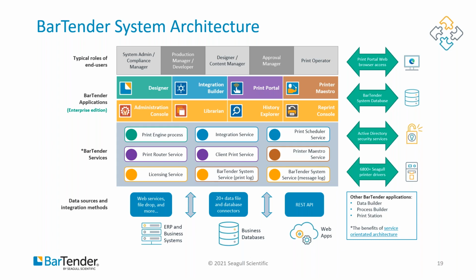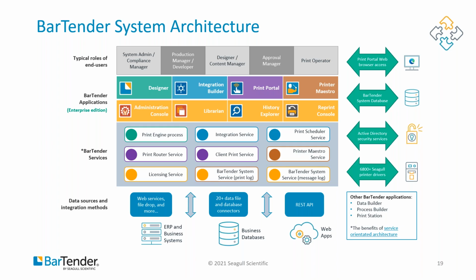You'll see with the BarTender system architecture that data sources and integration methods are there at the bottom. The BarTender system can integrate with business systems. It can connect with various business databases, and it exposes a REST API for web apps. But of course, in particular with the business databases, that does not refer to the BarTender system database.